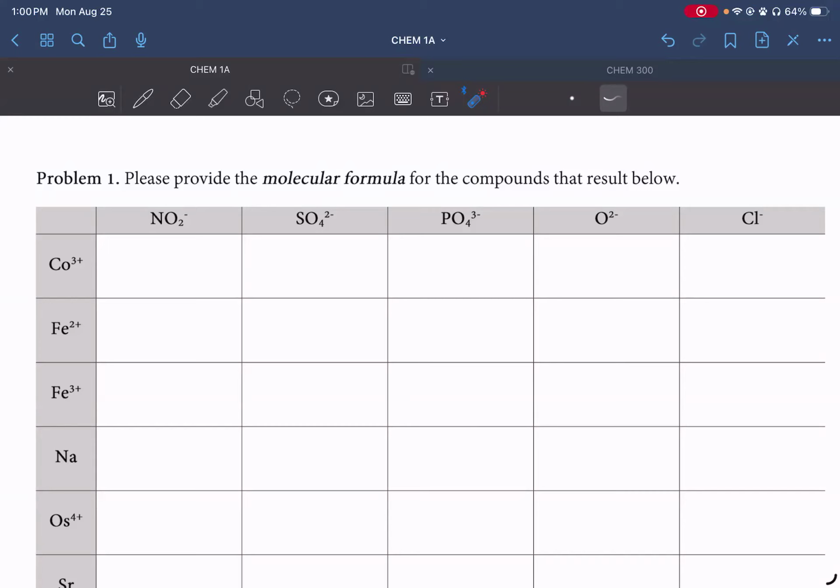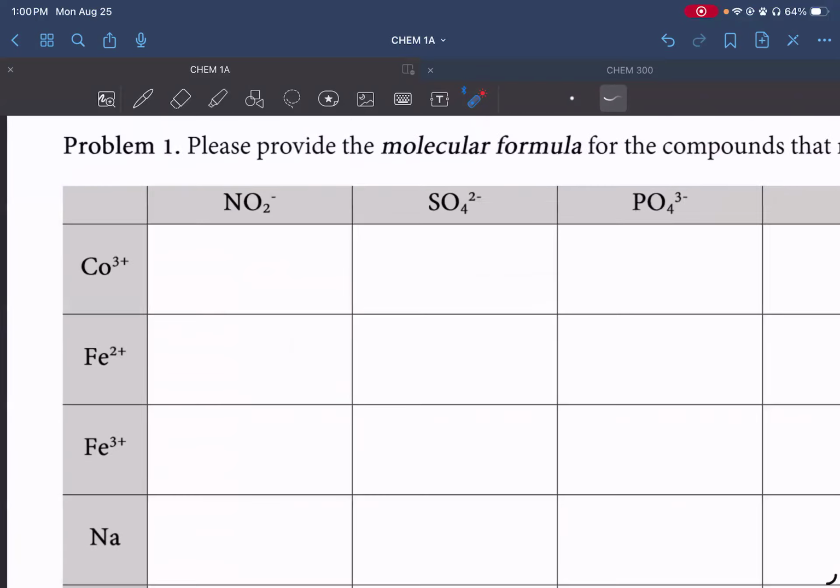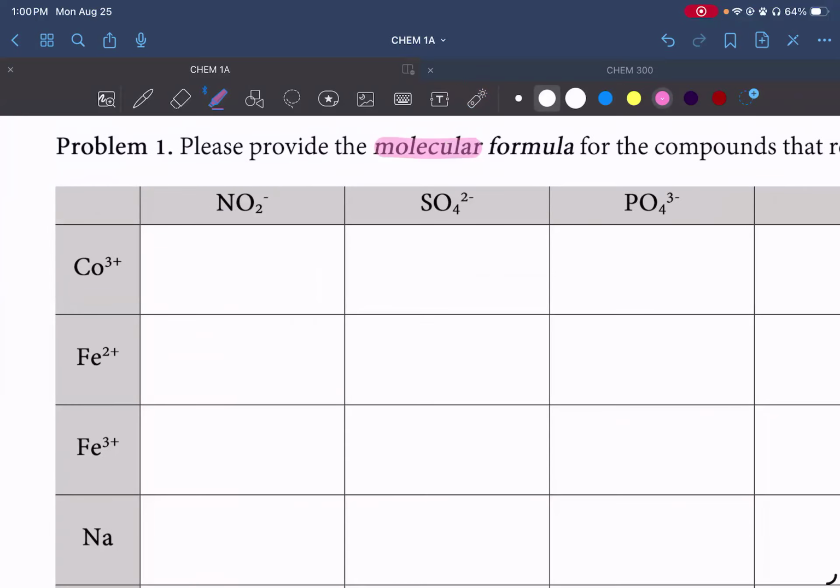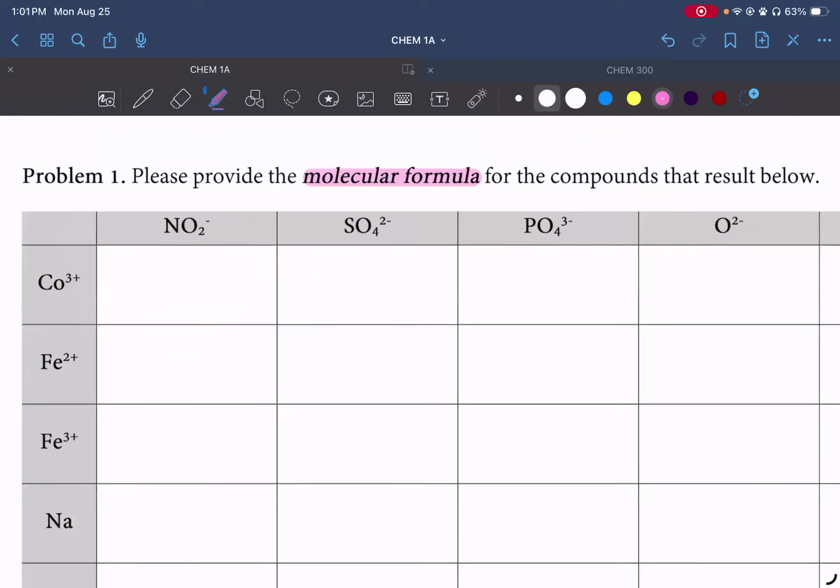All right. Let's approach some of these problems. You all should have that polyatomics list nearby. Let's do some questions here. The question simply says, provide the molecular formula for the compounds that result below.